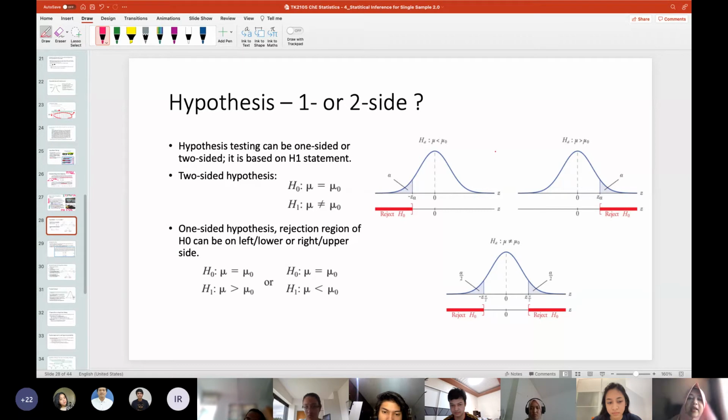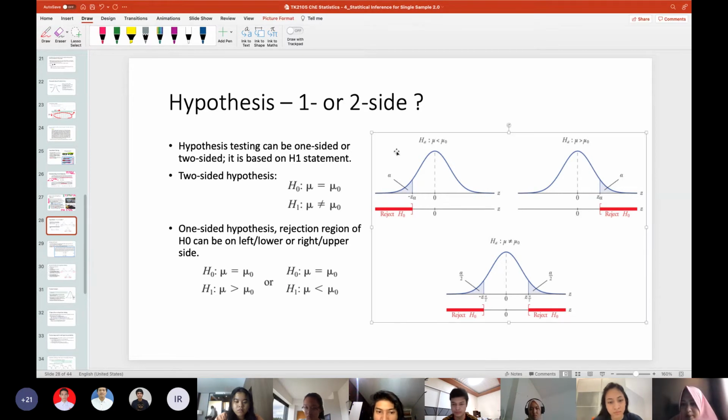Okay, sorry, this one is one side, and this one is two sides, yeah. This is the area where we do not reject the null hypothesis. The two tails reject the null hypothesis. Picture it looks like this anyway. And for a one-sided hypothesis, the rejection would be on the left or the lower side, and also on the right or the upper side.